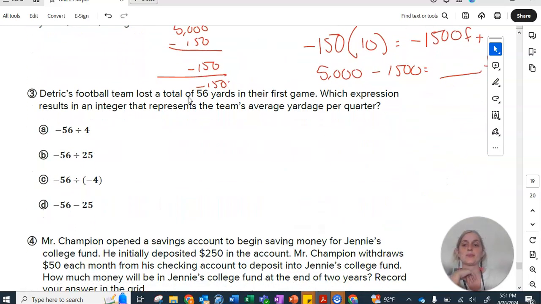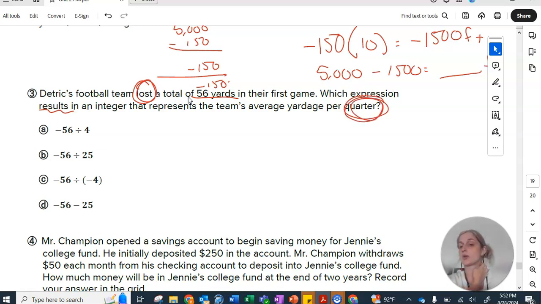Nope, not last one. Next one. Dietrich's football team lost a total of 56 yards in their first game. Which expression results in an integer that represents the team's average yardage per quarter?